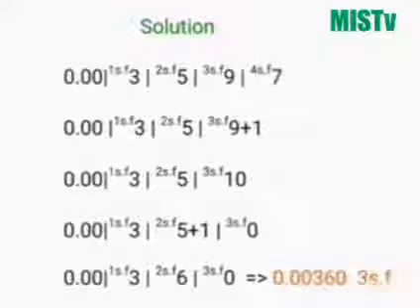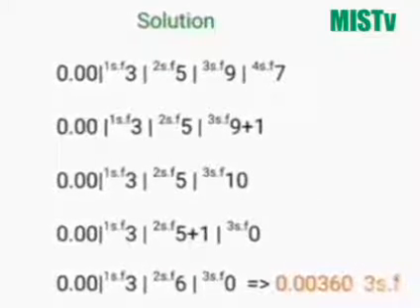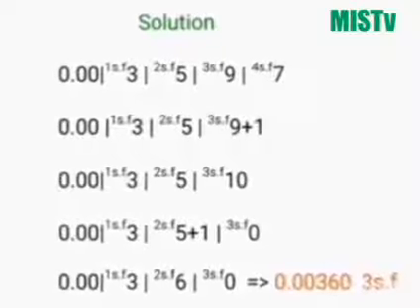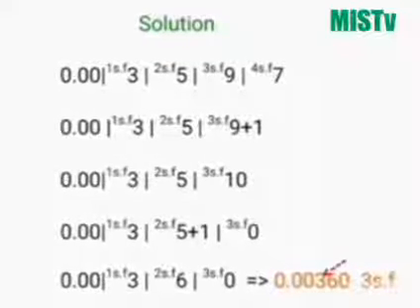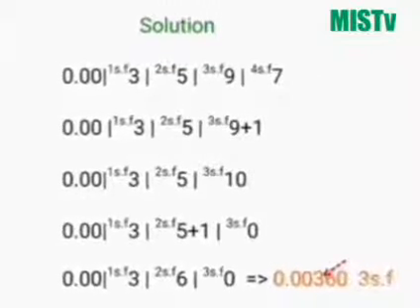Hence, 0.003597 to three significant figures is 0.00360.